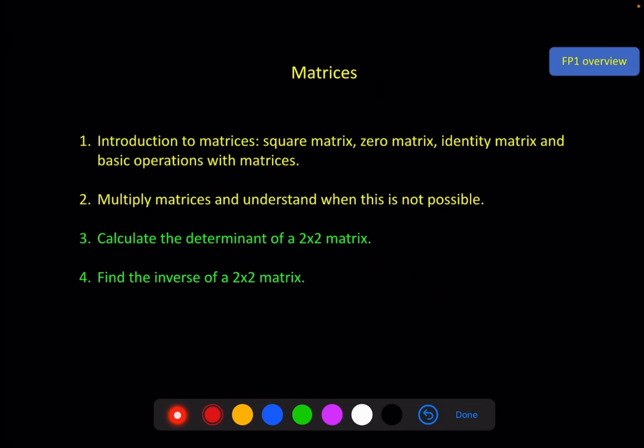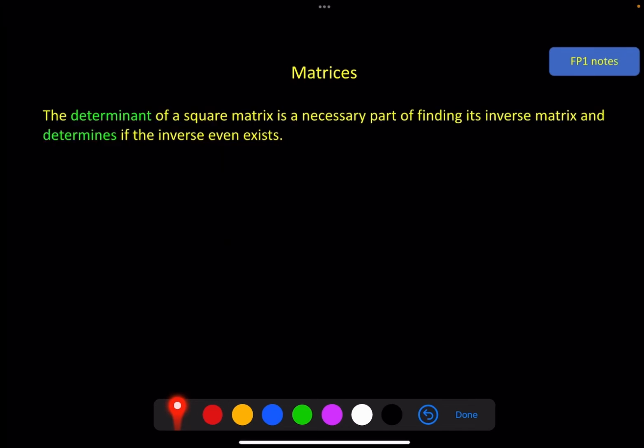In this video, we are going to do two things. We're going to look at the determinant of a 2 by 2 matrix and find the inverse of a 2 by 2 matrix where it exists. We're going to do the two together because this is a big part of doing this. So the determinant of a square matrix is a necessary part of finding its inverse matrix, and determines if the inverse even exists. This is where the word comes from. It determines if the inverse exists, but we won't do that just yet. We'll come back to that in a few minutes.